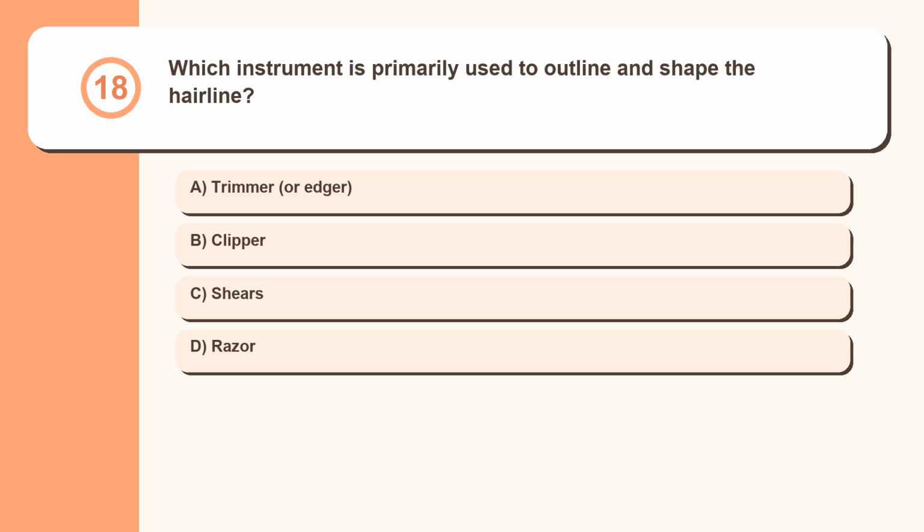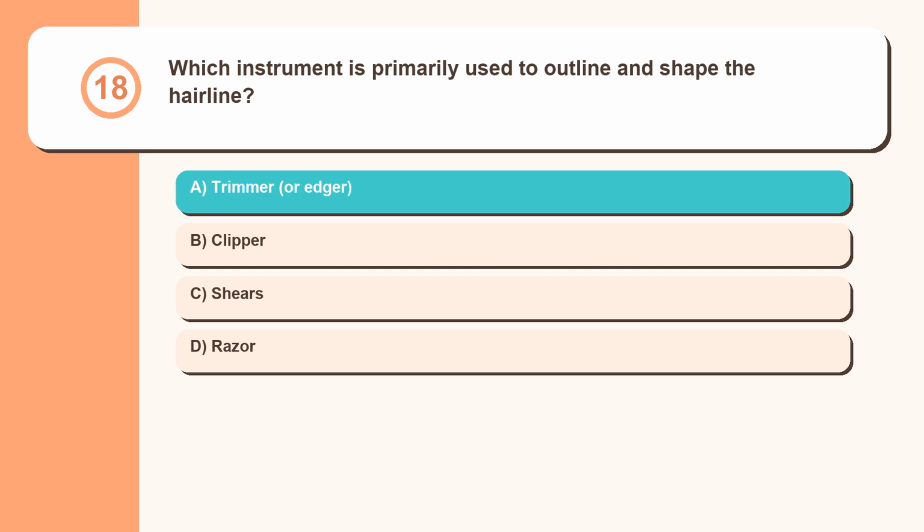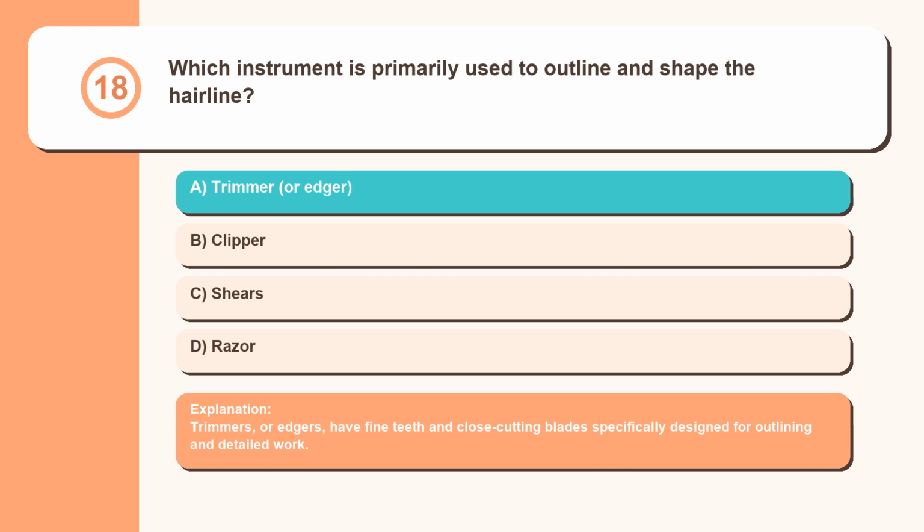Question 18. Which instrument is primarily used to outline and shape the hairline? Trimmer or edger, clipper, shears, razor. Trimmers, or edgers, have fine teeth and close-cutting blades specifically designed for outlining and detailed work.